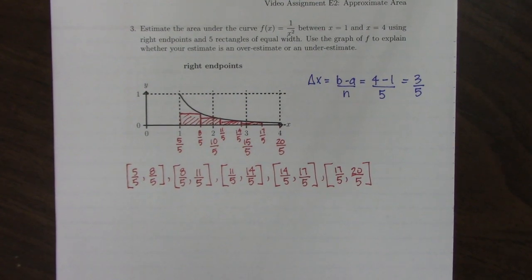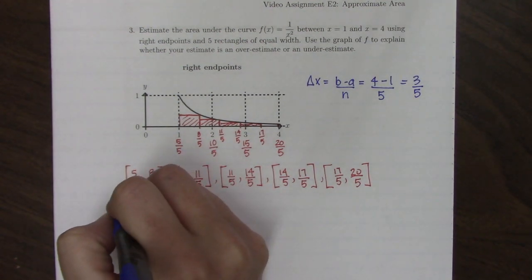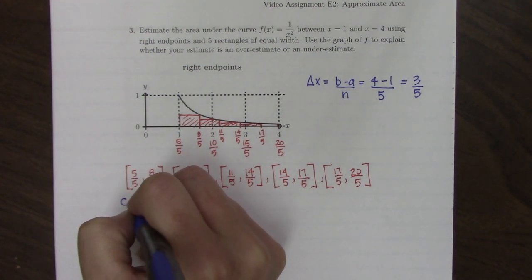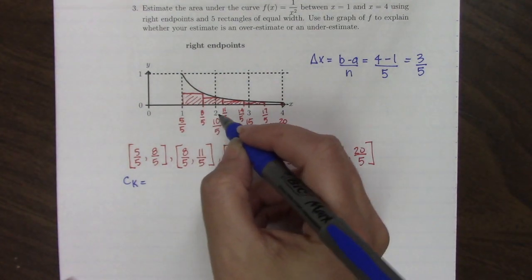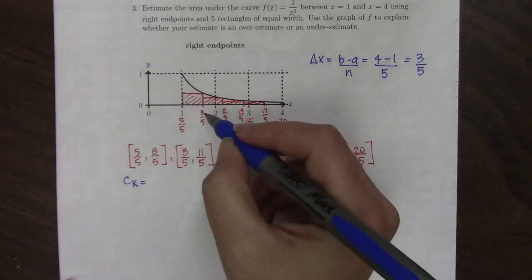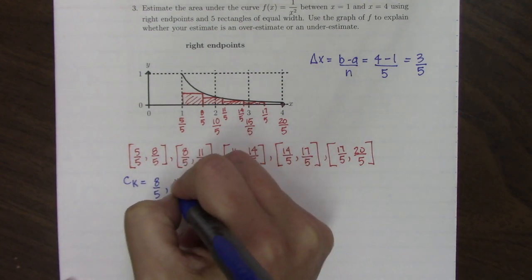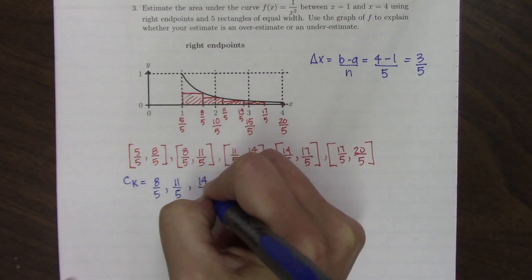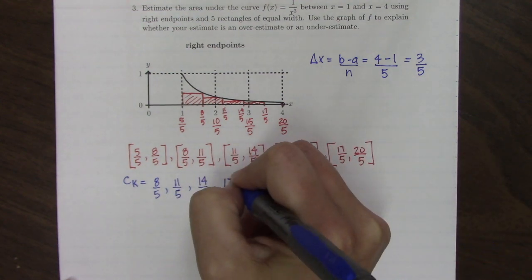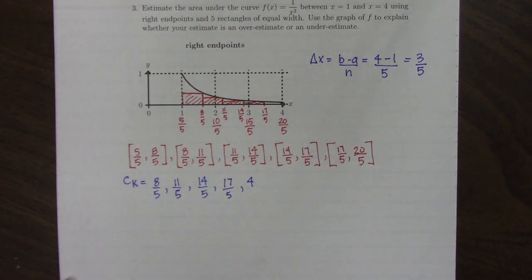So now we need to know what our heights are. Because we're using right endpoints, the heights of each kth rectangle come from the right endpoints. So 8/5, 11/5, 14/5, 17/5, and 4 are what gets plugged into our function.